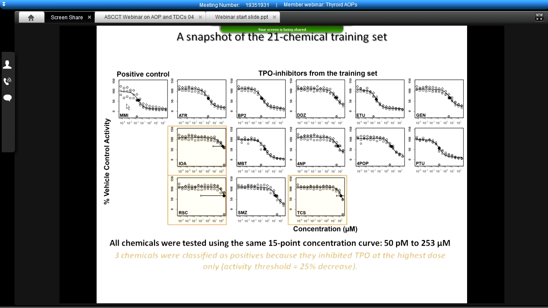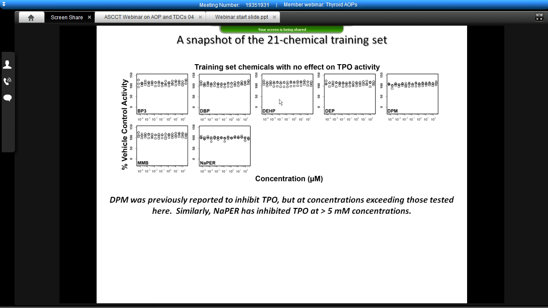Importantly, I do want to highlight a few distinctions in this training set. First, benzophenone 2, as we've discussed, was a positive, but interestingly, the structurally analogous BP3, another UV blocker, was negative. So now I'm showing you the negative chemicals with no effect on TPO activity. BP3 was one of them, so we're able to distinguish between structurally similar compounds with different activities.